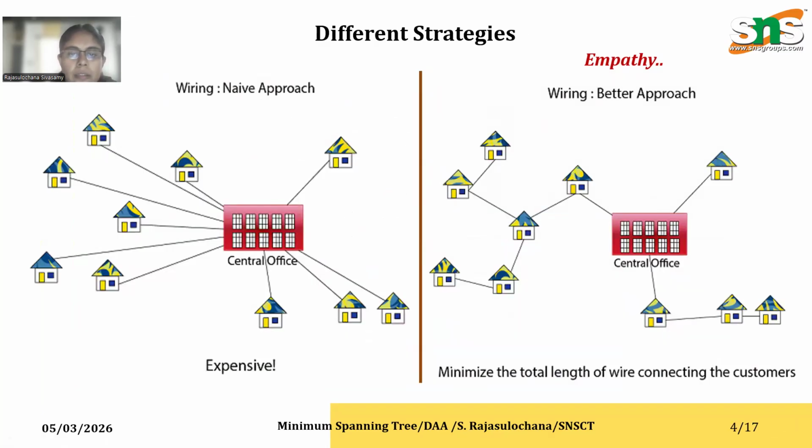So now you can see two figures. The difference between the two figures is the first one is a naive approach and the second one is a better approach. That we are going to see today. So in that naive approach, from the central office to all the customers, you will establish a separate telephone network line. So that is what by default we used to follow. This is highly expensive. When you look at the second figure, the number of individual connections from the central office to the customers is minimized here. So this is a better approach. This minimizes the total length of the wire connecting the customers.